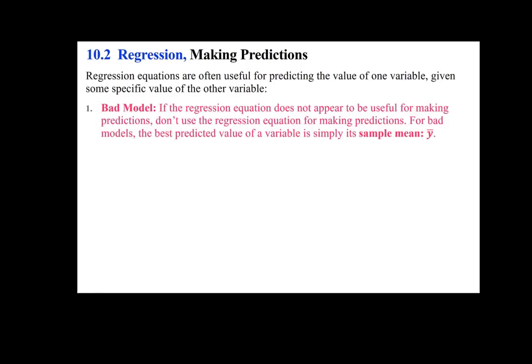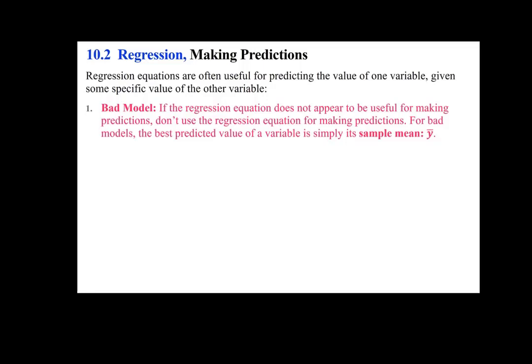Regression equations are often useful for predicting the value of one variable given some specific value of the other variable. In other words, normally x is given and you find the new y. It could be the other way around. If the regression equation does not appear to be useful for making predictions, don't use it for making predictions. For bad models, the best predicted value of a variable is simply its sample mean, y bar.